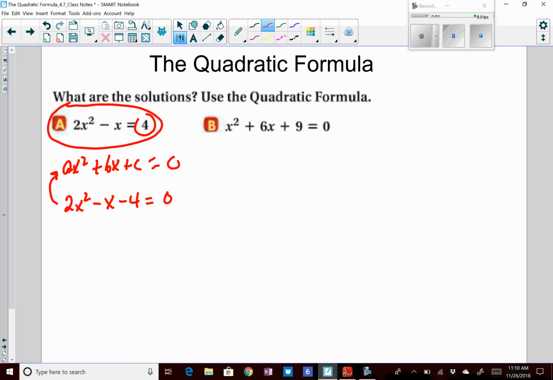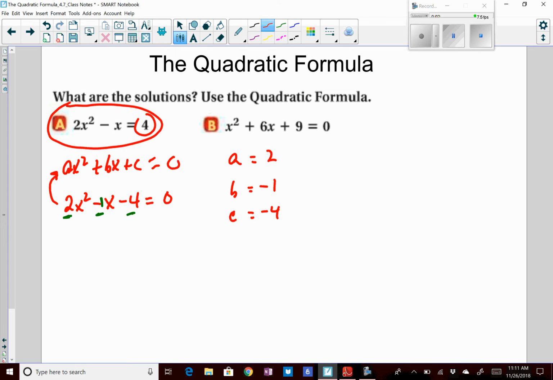Once we have the equation in standard form, we want to identify a, b, and c in the equation. So in this particular one, a is 2. We have a -1 here for b, and c is -4. So we'll write that down. a is equal to 2, b is -1, and c is -4.